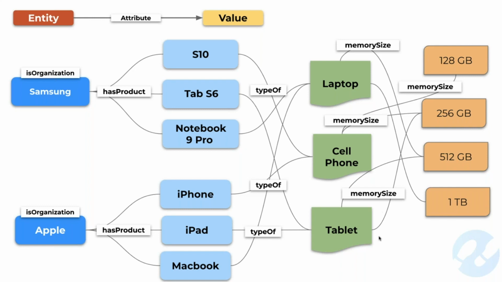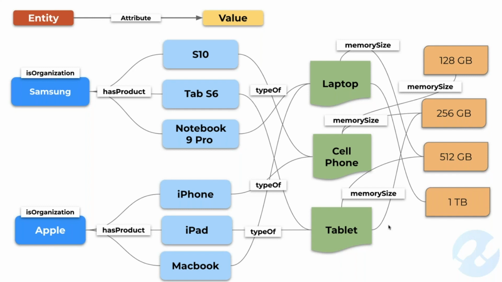So you have Samsung as an organization. Samsung has products. They have these 3 different products. They've got a lot of other products, but this is just the example. So they have an S10, a Tab S6, a Notebook 9 Pro. And of those things, the type of those products are either a laptop, a cell phone, or a tablet. The same thing with Apple. They've got the iPhone, the iPad, the MacBook.